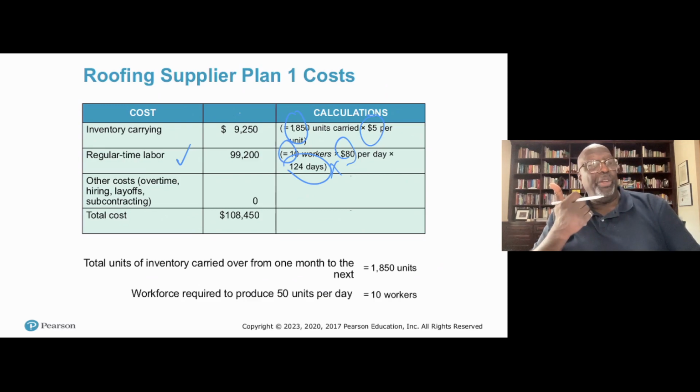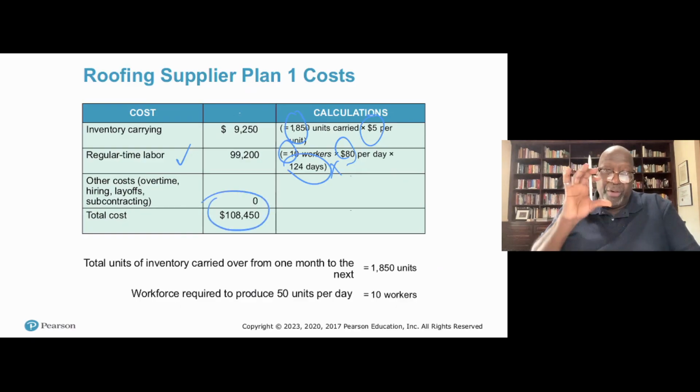Did we have any overtime? No. Did we have any layoffs? No. So the total cost of our aggregate plan is really the cost of carrying inventory and our regular full-time labor costs. So that gives us a total cost of $108,450. So what are some options available to us?